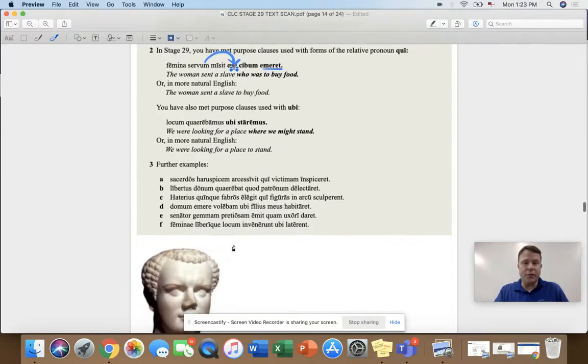So, if you look over here, we've got a sacerdos, and he summoned the haruspices. Now, literally, who would inspect the sacrifice, the victim? But we could just say to inspect the victim, right? So almost pretend it's just ut, and it's exactly the same kind of clause.